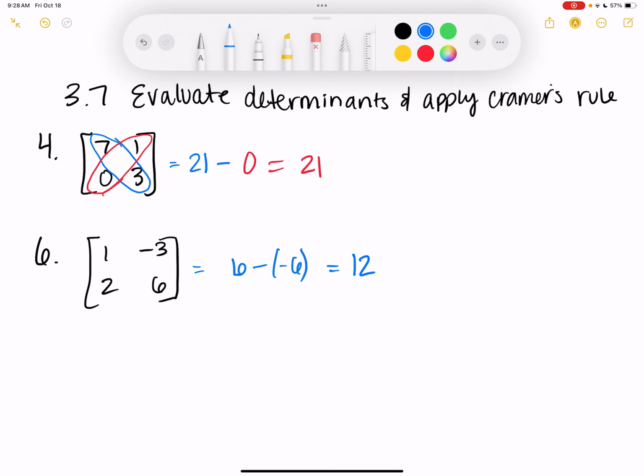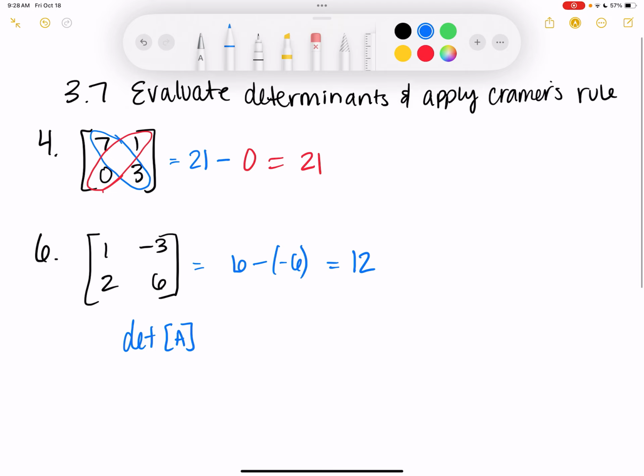A lot of times I don't usually write it when the instructions just say find the determinant, but if you're putting it in your calculator, we'll usually write the determinant of matrix A. That's what the function looks like on your calculator.